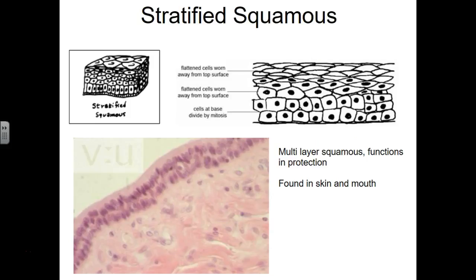Stratified squamous is many layers of flat cells. So this is the skin, the mouth, and tissues going into your pharynx, which is the back of your throat, down your esophagus, and your trachea. They're there to provide barriers and support.